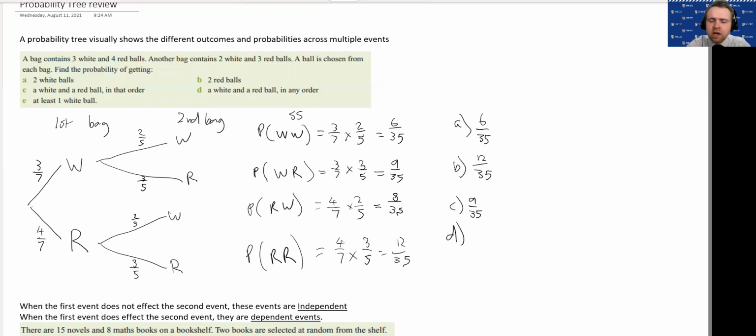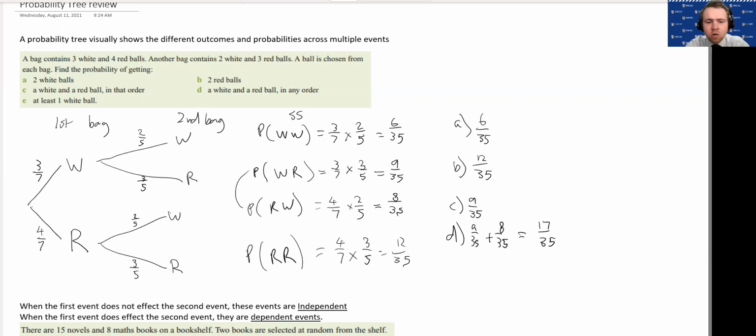Now, this is when we need to recognize that if there are multiple paths or multiple things in our sample space that fulfill the criteria, then we have to add those together. So for part D, both of these outcomes here satisfy a white and a red ball in any order. So then the probability is going to be 9 out of 35 plus 8 out of 35 because both of them work. So we end up with 17 out of 35 as our answer.